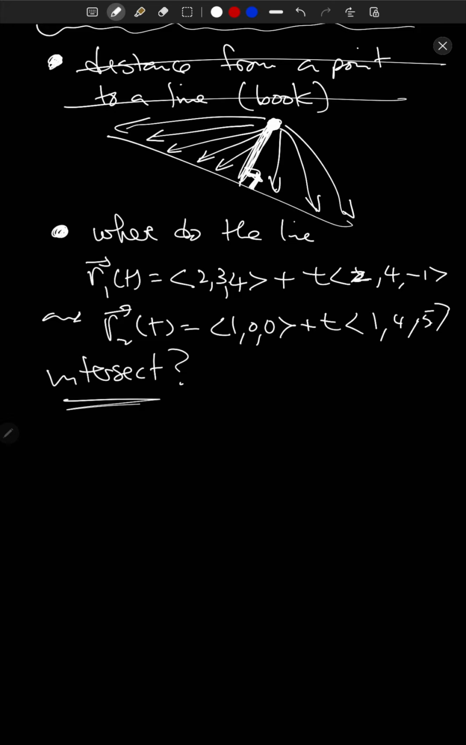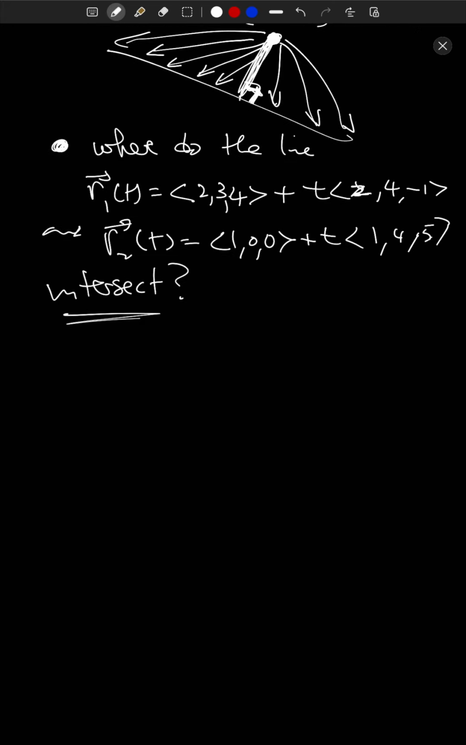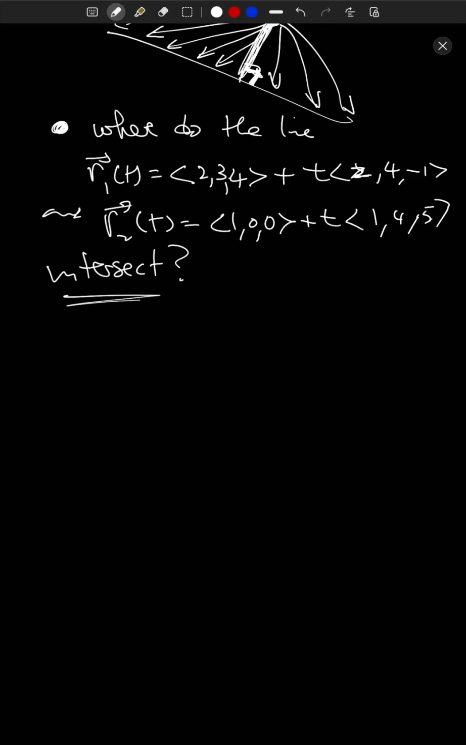I think there might be an online homework problem on this. But again, it's just an algebra problem, right? Where do the lines intersect? What is the point of intersection? The whole meaning of the point of intersection is that it's a point that lives on line number 1, and the point also lives on line number 2, right? So you need to find a point that lives on both lines.